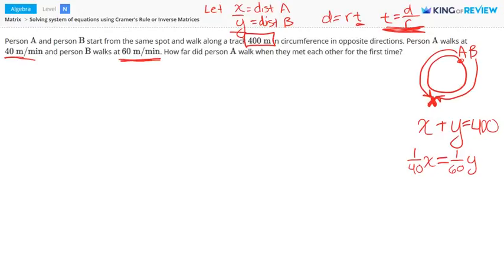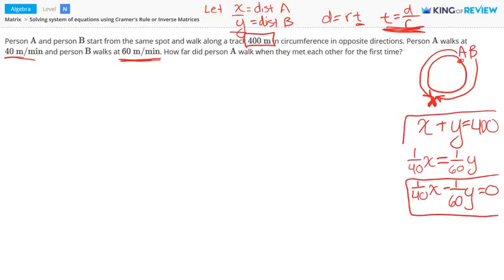Now what I want to do is rearrange this so that the variables are on one side and we have a constant on the other. So I'm going to move the 1 over 60 times y to the left. I'll do that by subtracting it on both sides. So now I'm left with 1 over 40 times x minus 1 over 60 times y equals 0. And this is our second equation. So now we have two equations in our system.